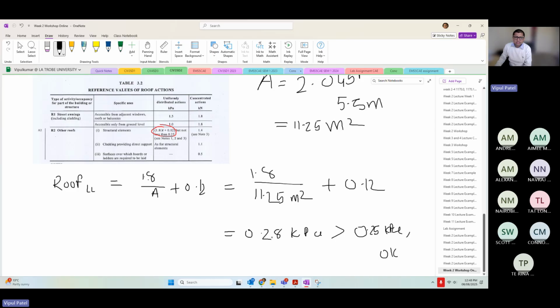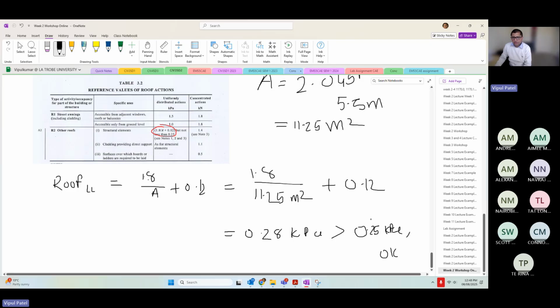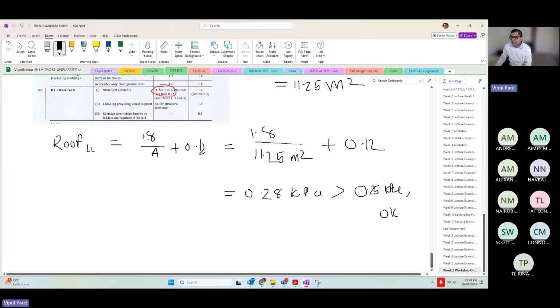Otherwise, if you get, let's say, an answer of 0.15, you need to bump it up to 0.25. The Australian standard does not want to provide a live load less than 0.25. You must have 0.25 and above. Above is fine, but below 0.25, then you need to make it 0.25. So I hope you understand that one.